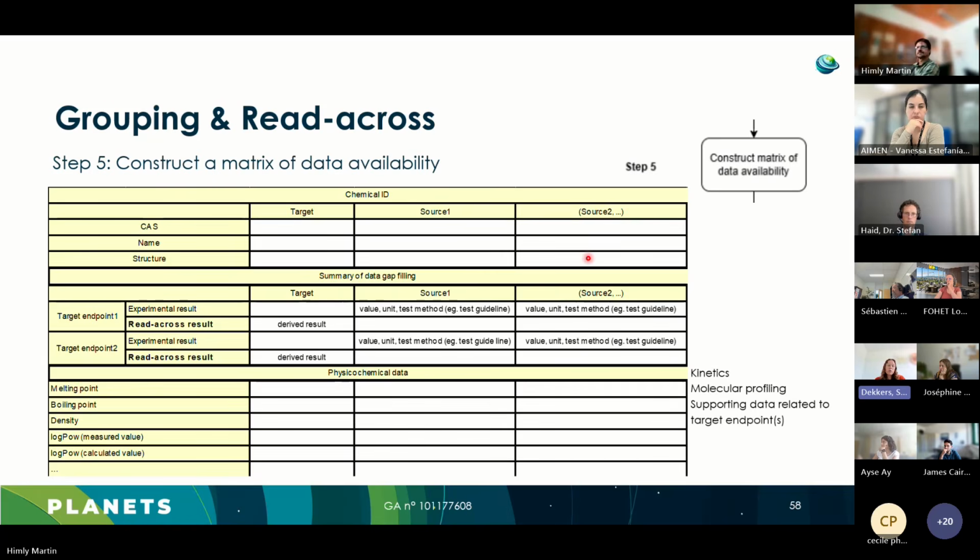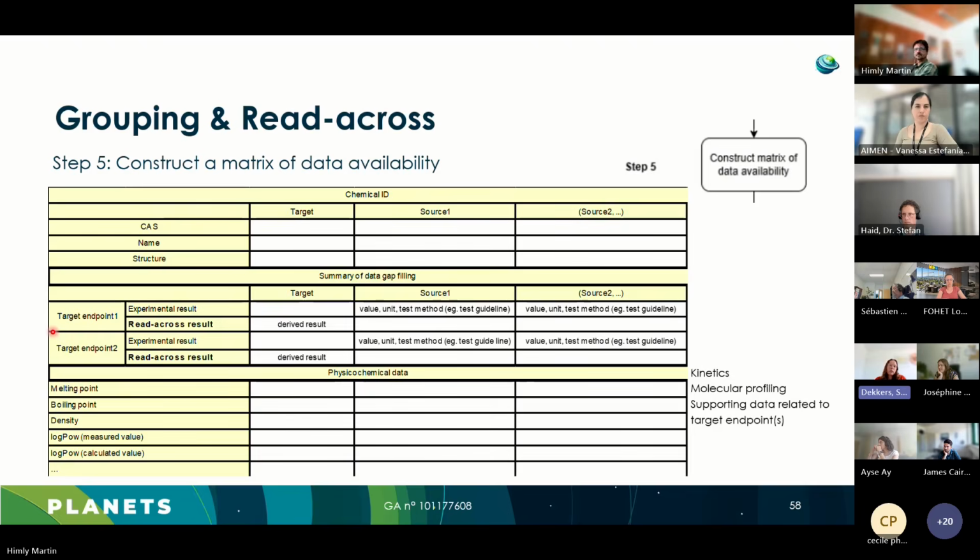So it starts off with a summary of your data gap filling, but you also want to know how structurally similar they are. So if you would scroll down, you cannot do it here, you see the physical chemical data, but also data on kinetics, molecular profiling, and any other data that supports the read across to the related endpoint.